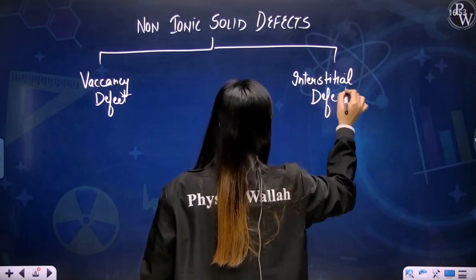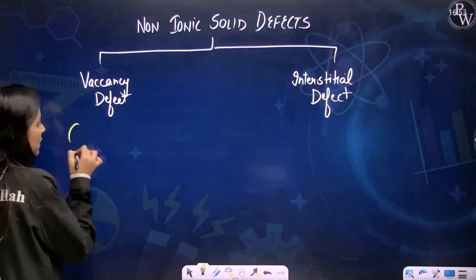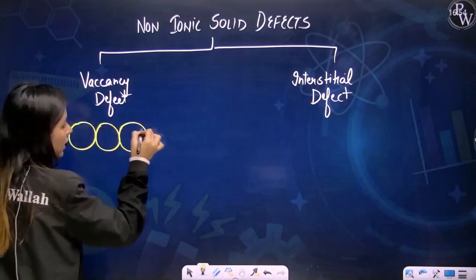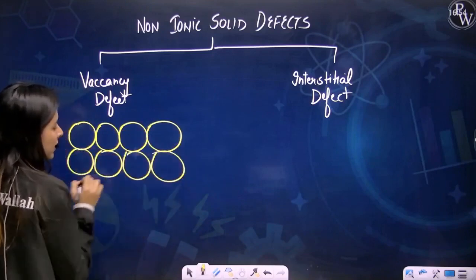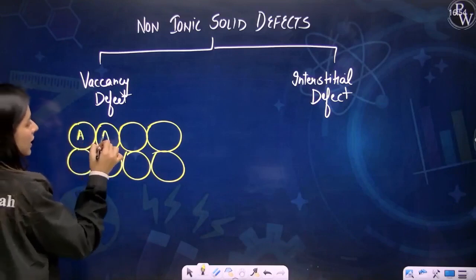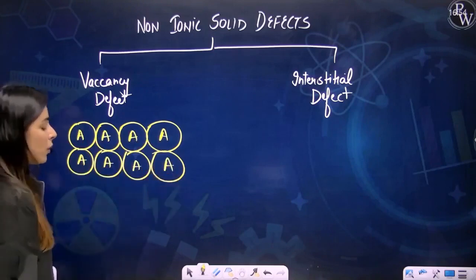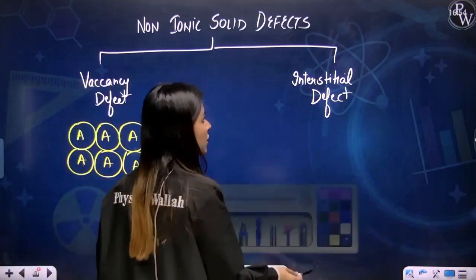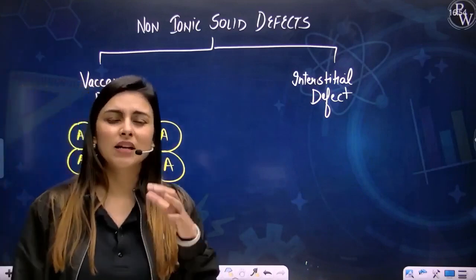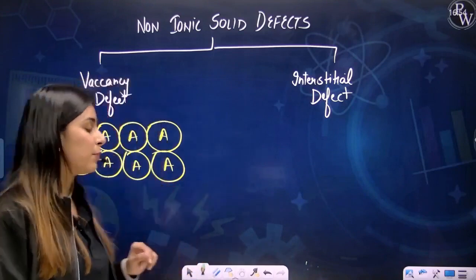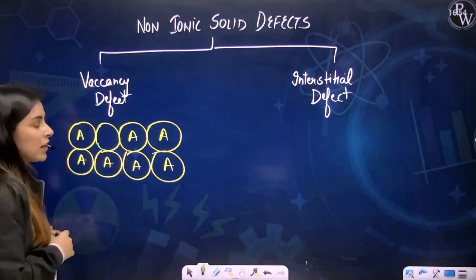Now let's try to understand it. Okay, so now, my dear students, if we talk about the vacancy defect, what actually happens is, let's say you have a solid like this. Since it is a non-ionic solid, we will not discuss the charges. So let's say you have A here, A here, A here, A here, A here, A here, A here, and A here. Now in this particular solid, you heat this solid and obviously it will have some defect. When you heat this solid, let's say one of your A goes away.